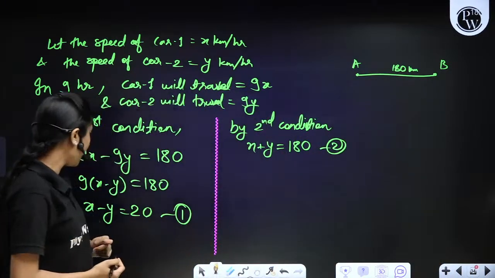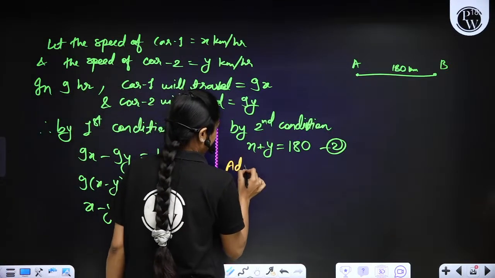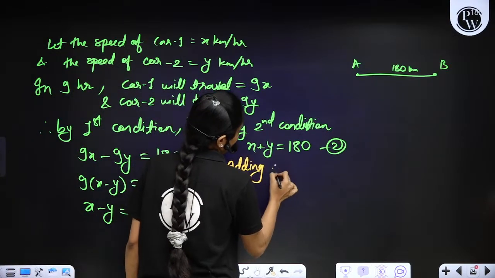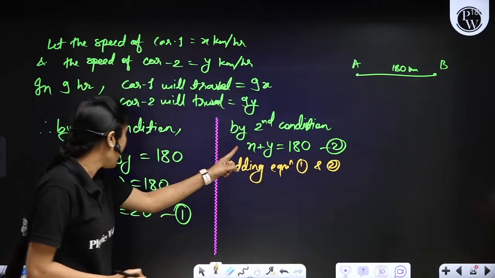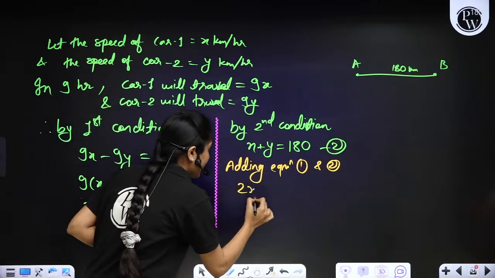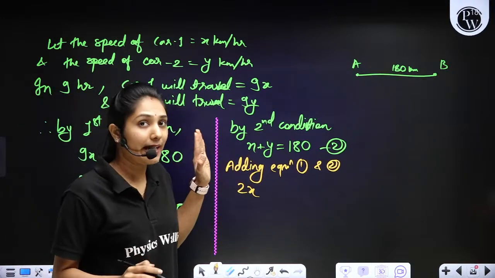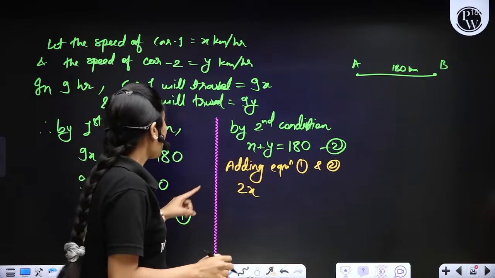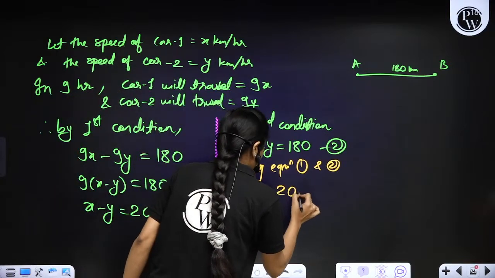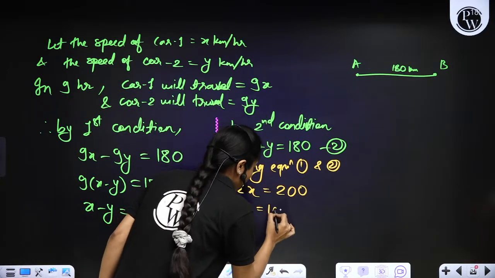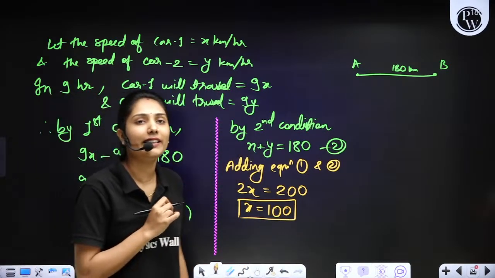So how can we do it? Just by adding equation 1 and 2. What will we get, beta? x plus x, 2x, and plus y minus y will get eliminated. We are using elimination here. And 180 plus 20 is 200. So x is equal to 100. That means the speed of car 1 is 100 kilometers per hour.